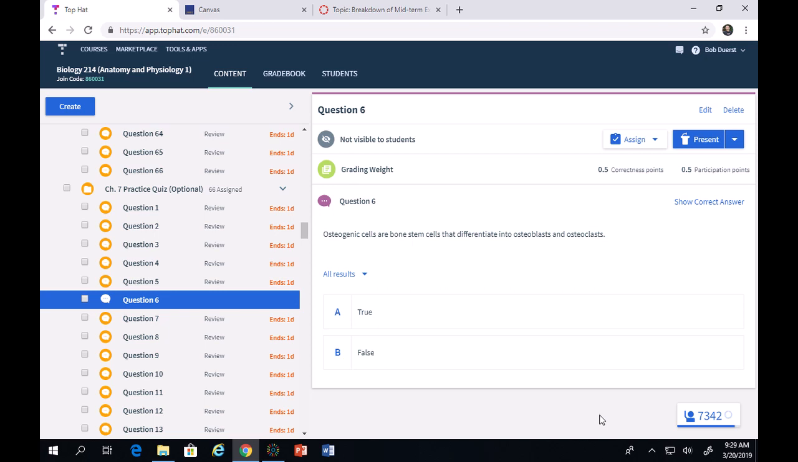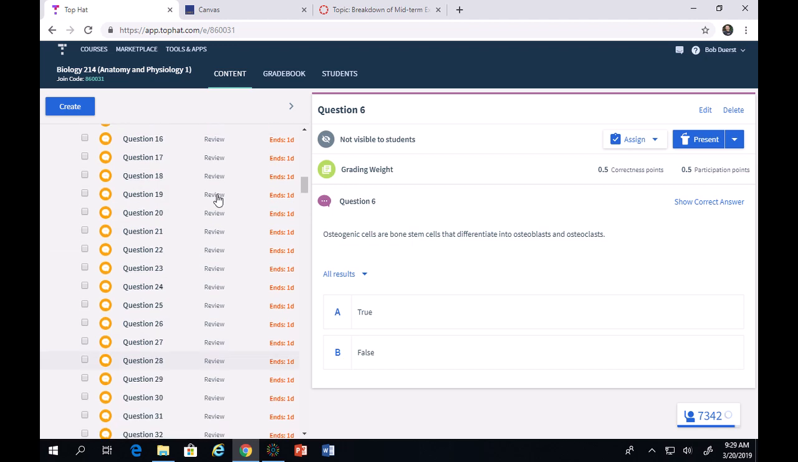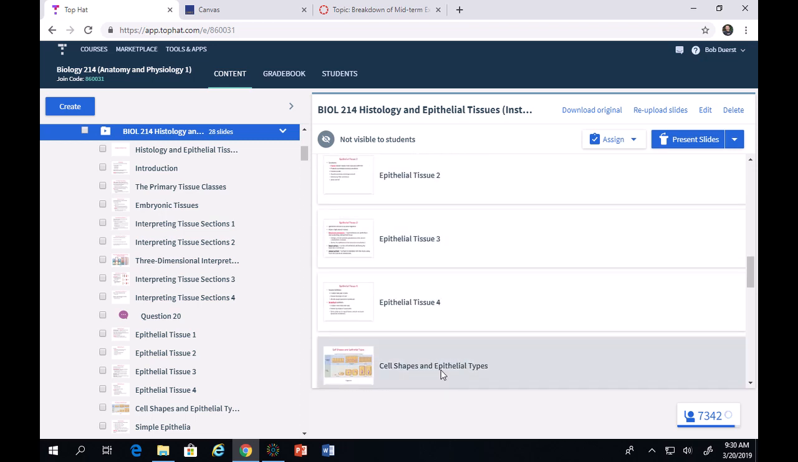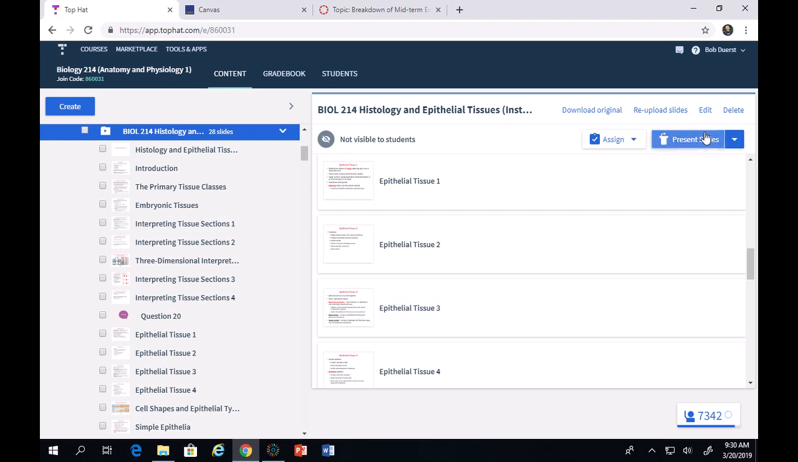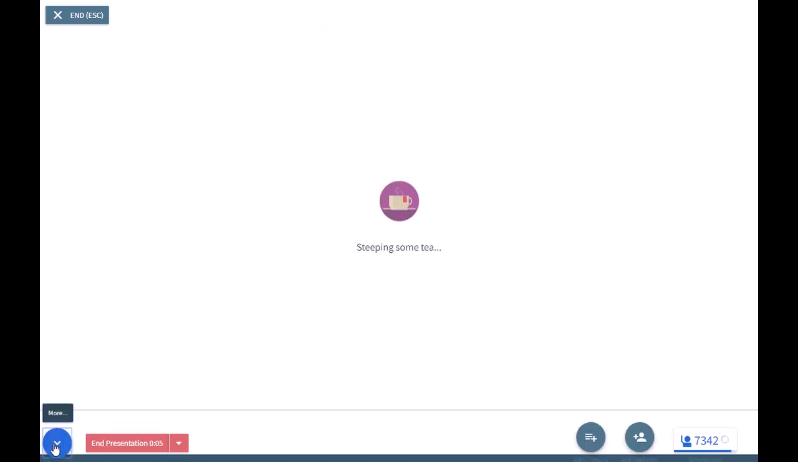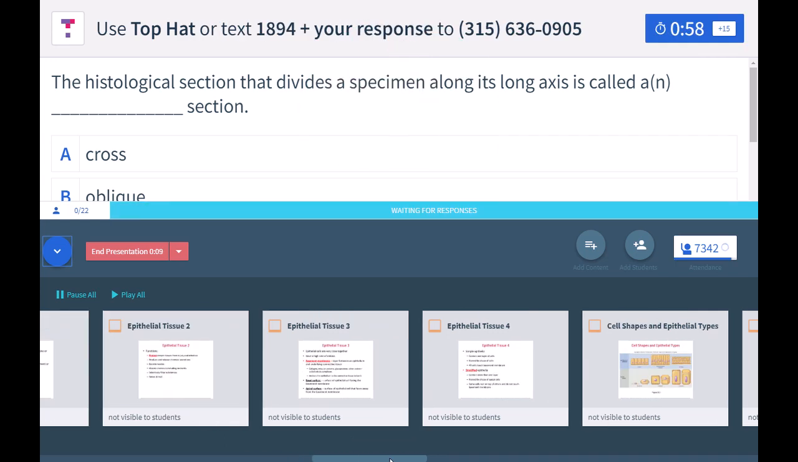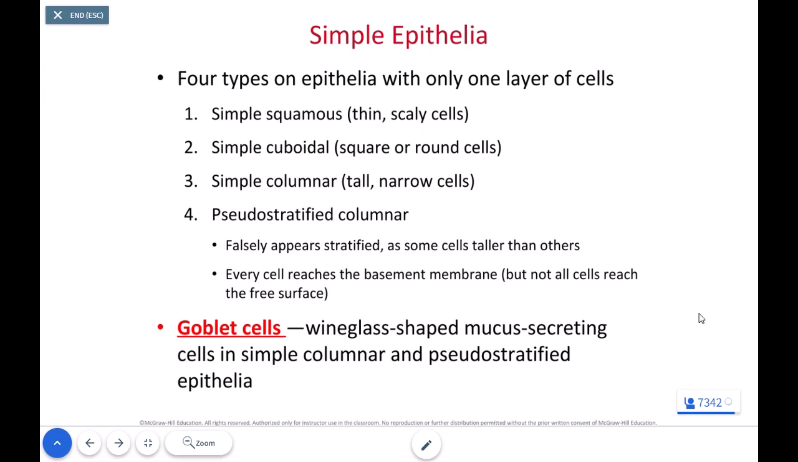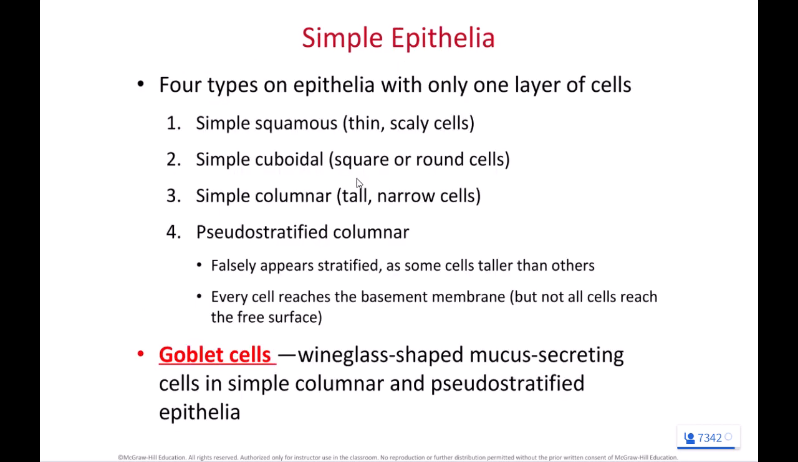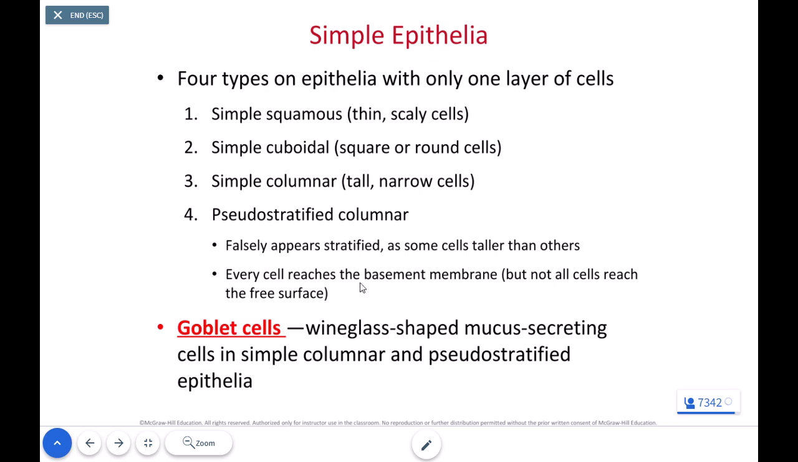Is it a pseudostratified epithelium? Let's clarify. Which slide are you referring to? The second bullet point. Simple squamous, thin, scaly cells, simple cuboidal, pseudostratified, columnar.